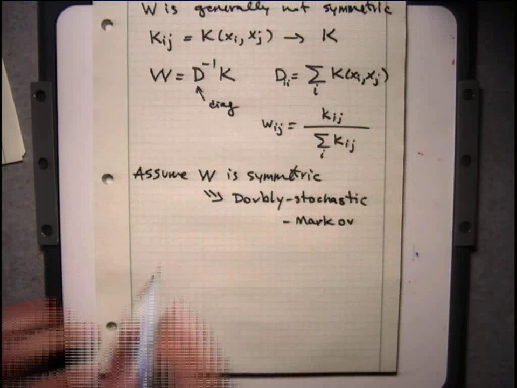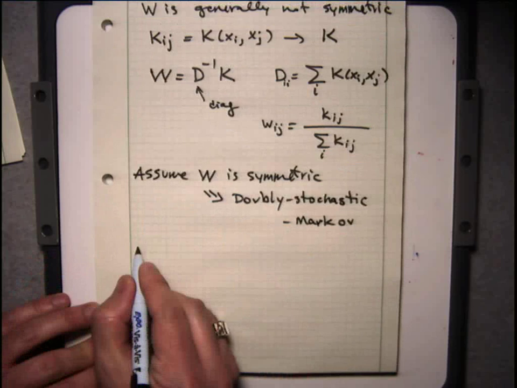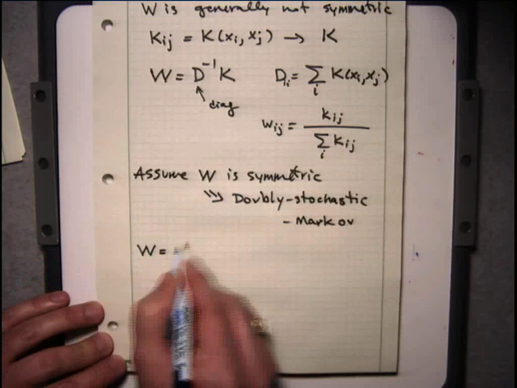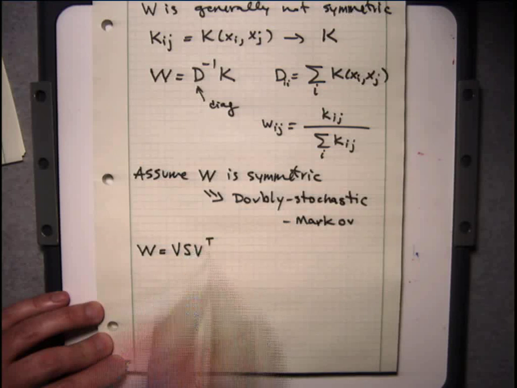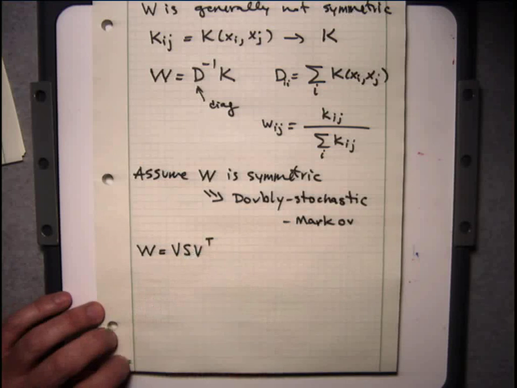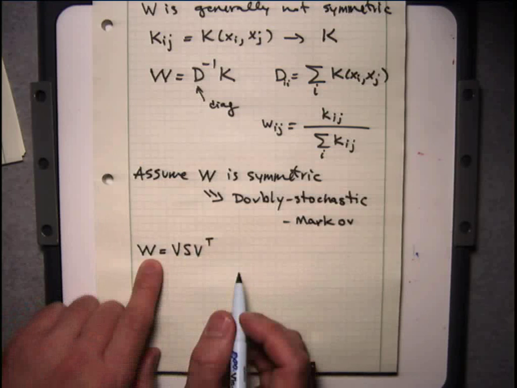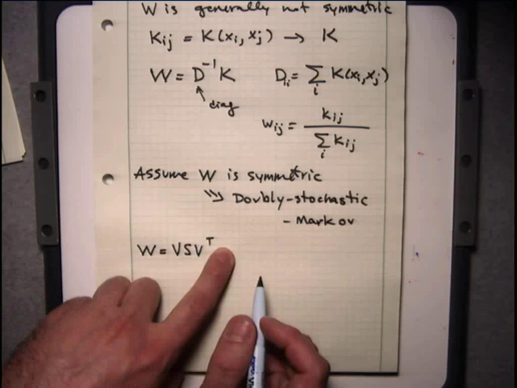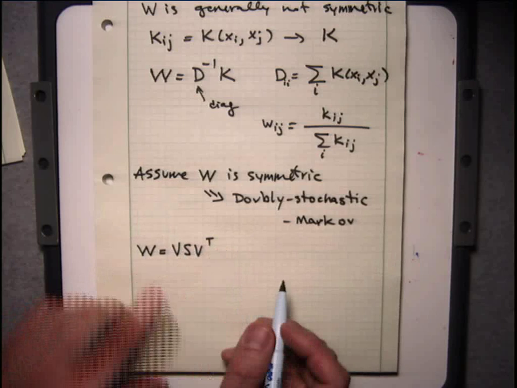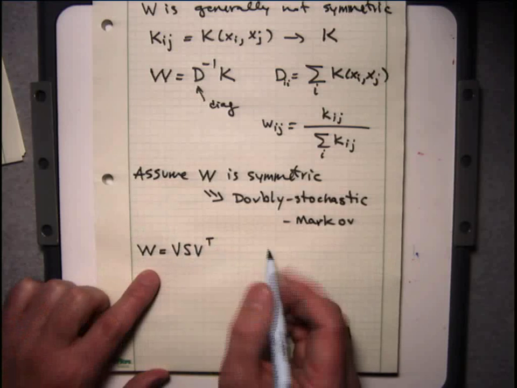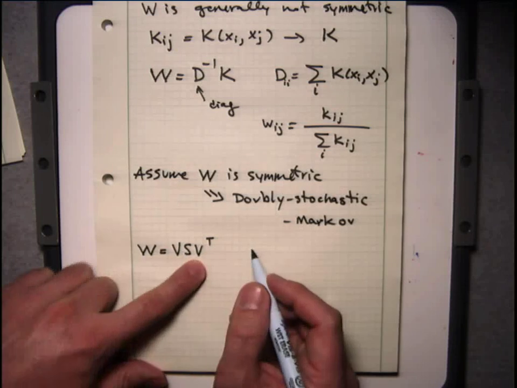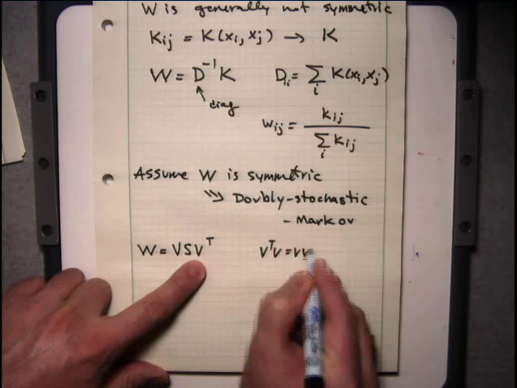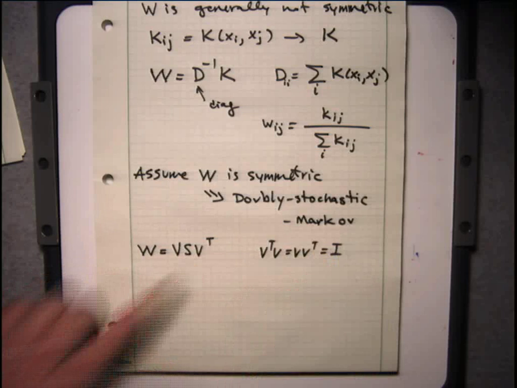Now if W is symmetric, I can write an eigendecomposition for W as follows. I can write W equals V S V transpose. Remember, if W was not symmetric, then I would have to write V S V inverse. But because W is symmetric now by assumption, V is now an orthonormal matrix. So V transpose V equals V V transpose equals identity.